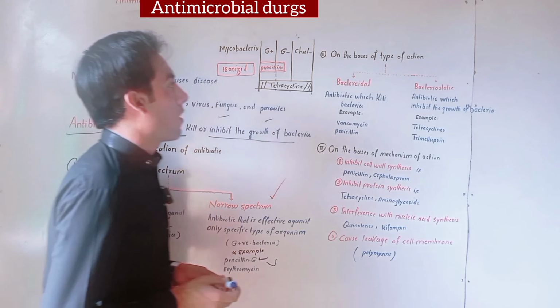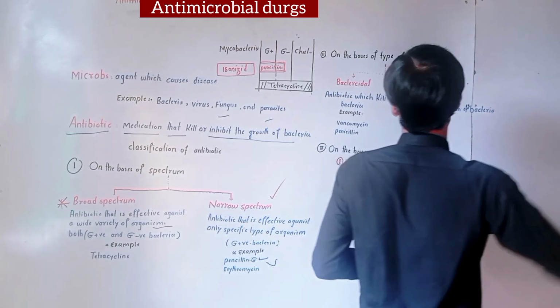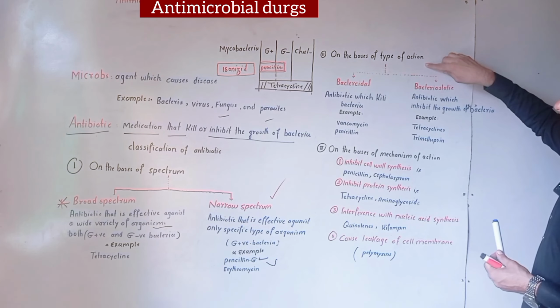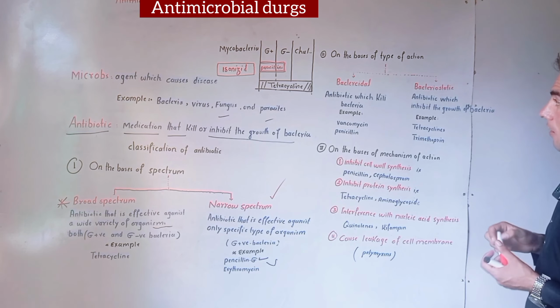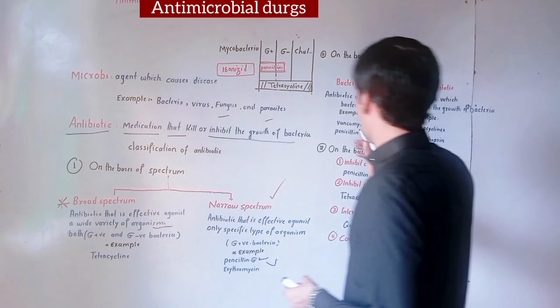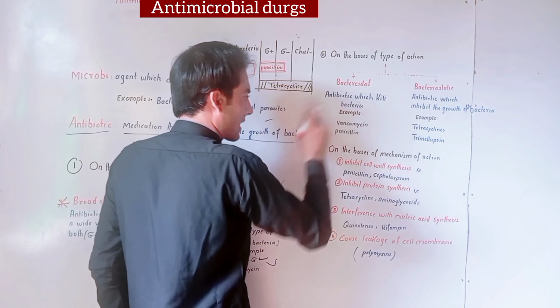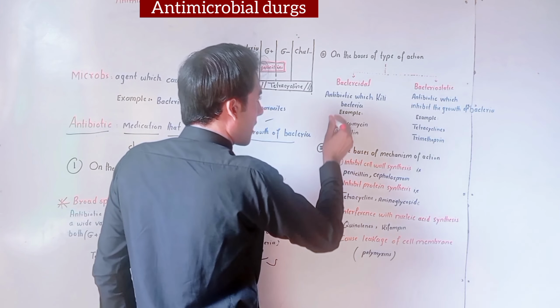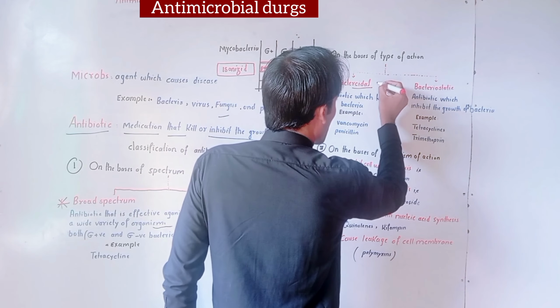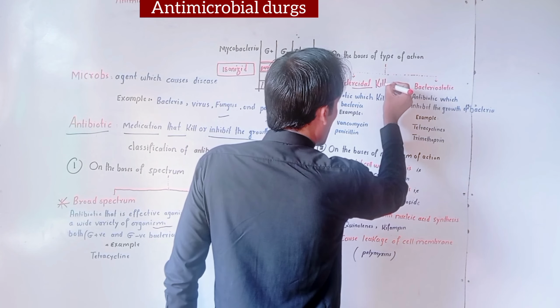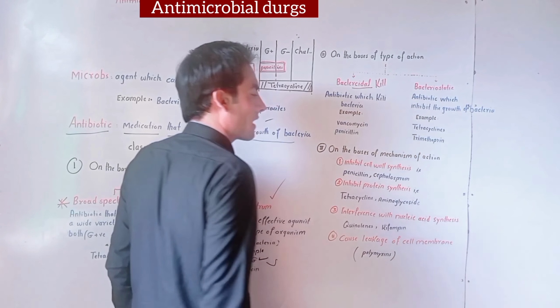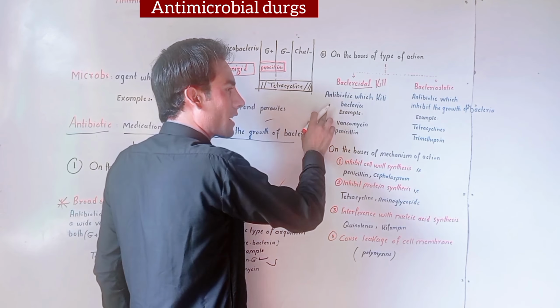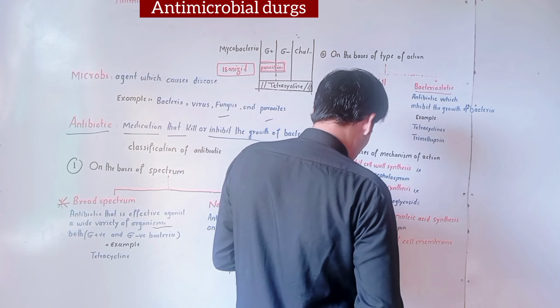Now come to another classification, on the basis of type of action. First, bactericidal, meaning antibiotics which kill bacteria. For example, vancomycin and penicillin. Actually, cidal means kill. So it directly kills bacteria. Those antibiotics which directly kill bacteria are known as bactericidal. And bacteriostatic. Static means same.